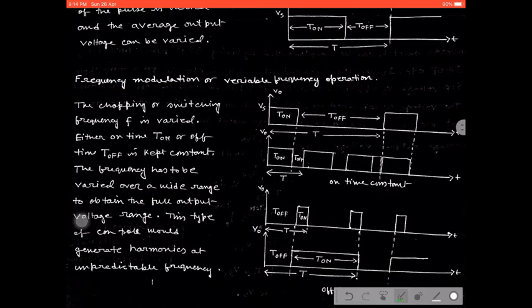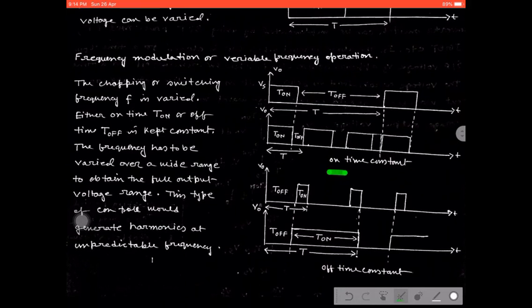First was the pulse width modulation. That means we have changed the pulse width, not frequency. Here we are going to change the frequency, but maybe the pulse width during on and off remaining the same. That is why we consider the two types of operation: number 1, on time constant, or number 2, off time constant. But the frequency must be changed.